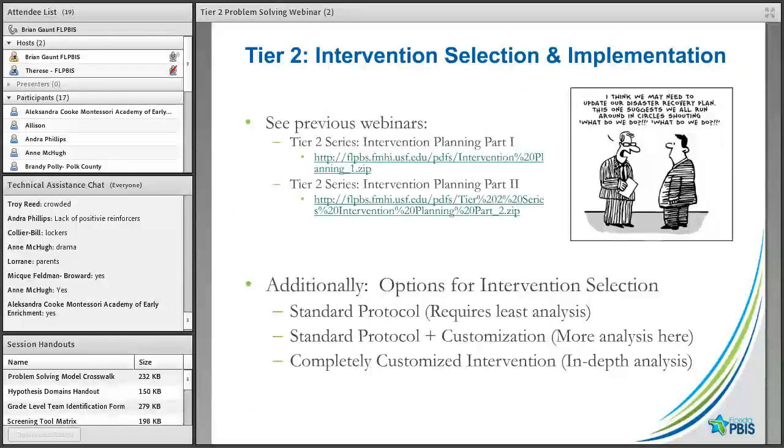All right, so in the interest of time, we kind of have to move on. Moving into step 3, we've already had webinars provided in this series on intervention planning, so I'm going to just refer you to those. Here are the links for that. I do want to just give you a quick reminder about the options that you have here at Tier 2.